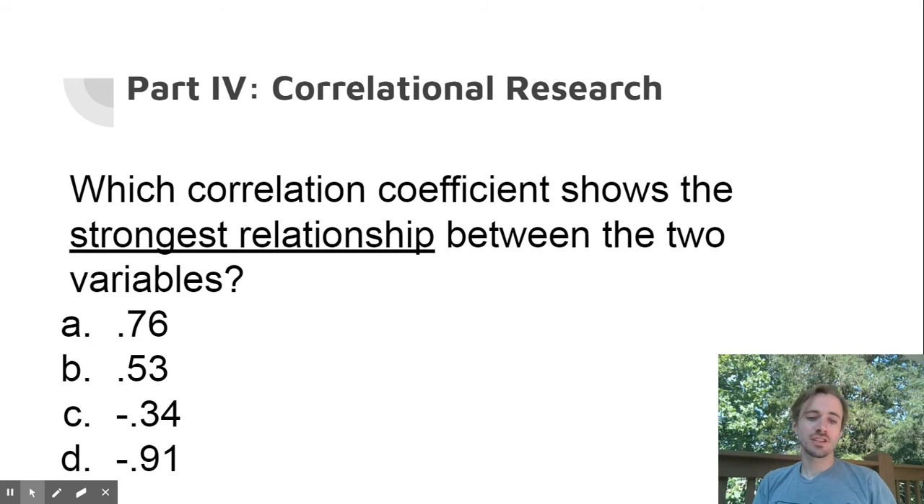Done. Correct answer in this case is D. Now remember, absolute value, the strongest here is negative 0.91. That is a very, very strong negative correlation. 0.76 is a pretty moderate or good positive correlation, but it's not nearly as strong as negative 0.91. Doesn't matter if it's positive or negative. Strength is in how close it is to 1. Absolute values, negative 1 or 1, are our strongest, meaning that's how tight that correlation is, either positive or negative.